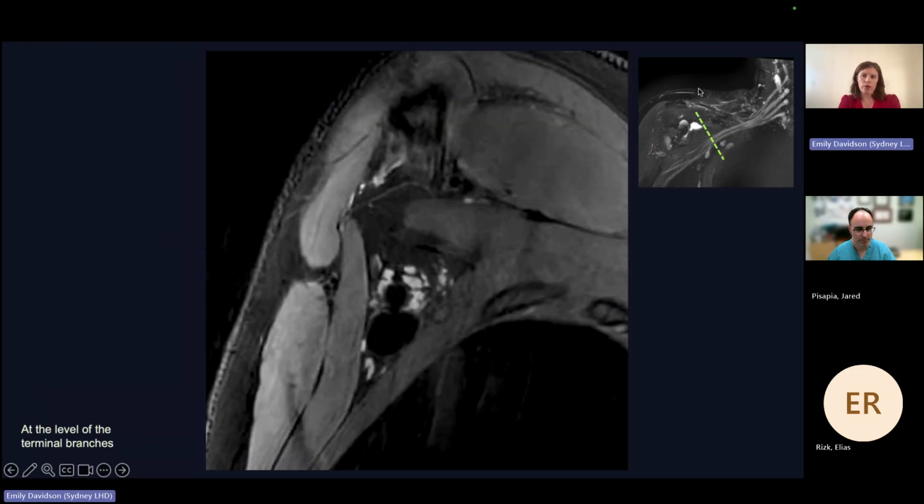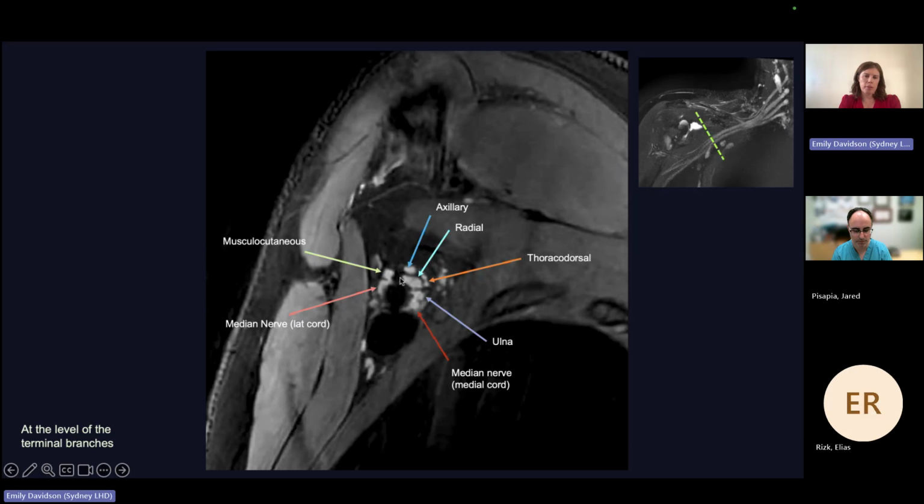Heading further laterally, you can see where we are. It's in the axilla. We're getting to the terminal nerve branches. I like to identify those that come off the posterior chord first. The axillary artery is at the top, and the larger one down below is the radial artery. And then I work my way around to identify the rest of the nerves. The big one just below it is going to be the ulnar nerve, as well as the medial chord branch of the median nerve. And then arising from the lateral chord, we have the musculocutaneous nerve, and then the lateral chord contribution of the median nerve.